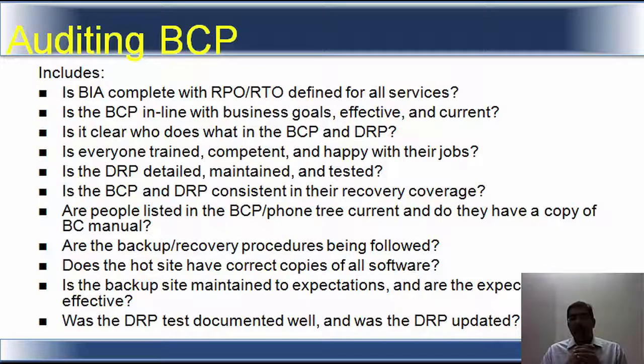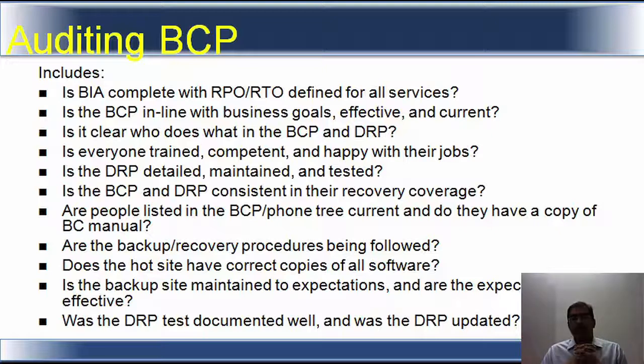Is the DRP detailed? Is it maintained? Is it tested on a regular basis? That should be audited. Is the BCP and DRP consistent in their recovery coverage? Now, BCP is a bigger document, larger document. DRP is a portion of that. Both have to be consistent and complementary to each other.